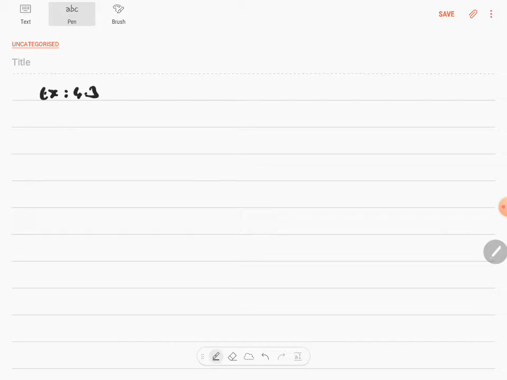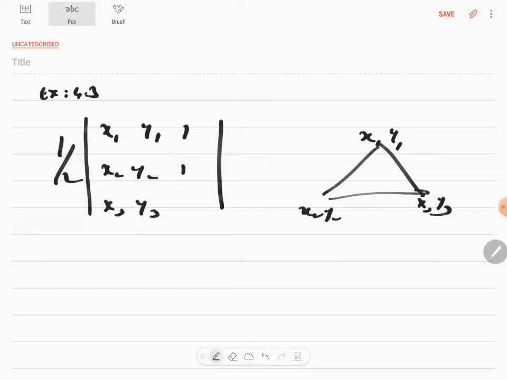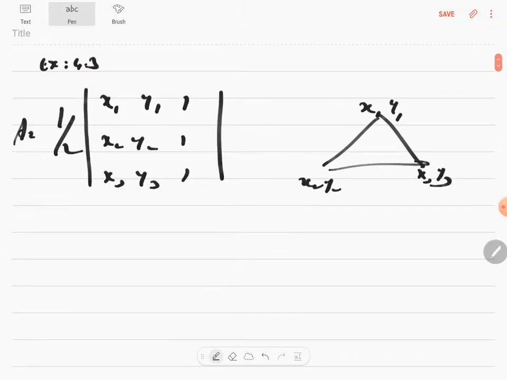The formula to find the area of the triangle is half of, in a triangle you will have x1, y1, x2, y2 and x3, y3, the 3 points, right? So you should write x1, y1, 1, x2, y2, 1, x3, y3, 1, and this is the formula to find the area of the triangle. Area of the triangle is half of the determinant of x1, y1, 1, x2, y2, 1, x3, y3, 1.